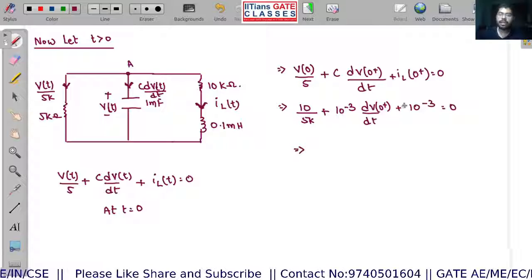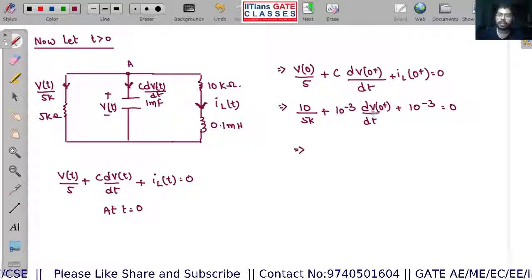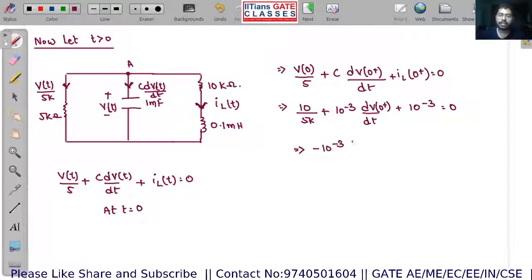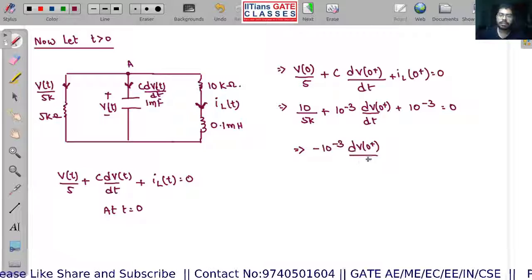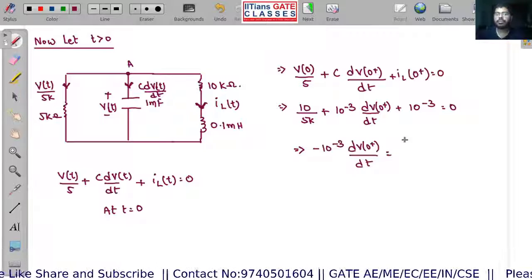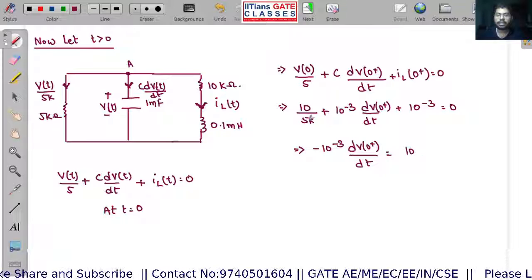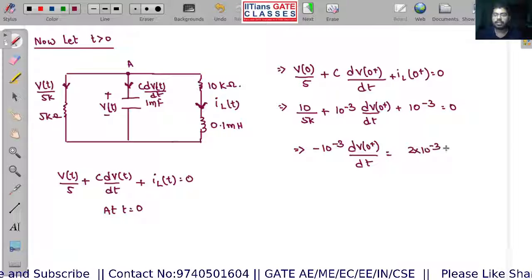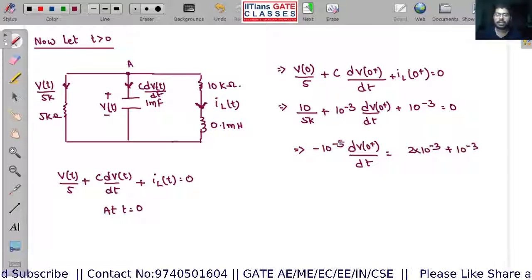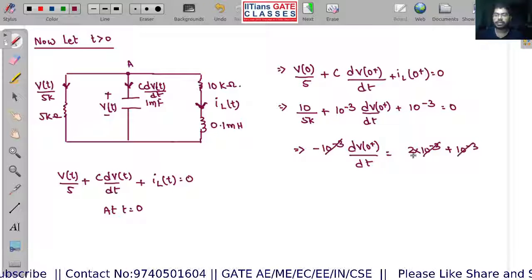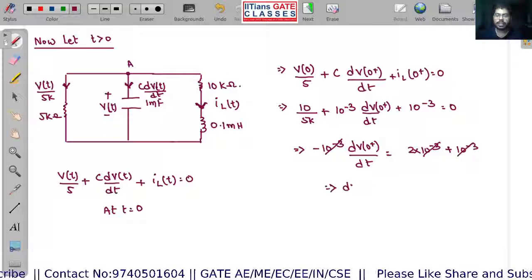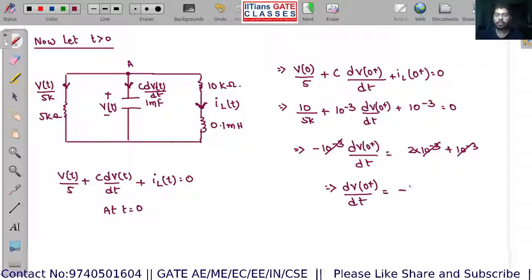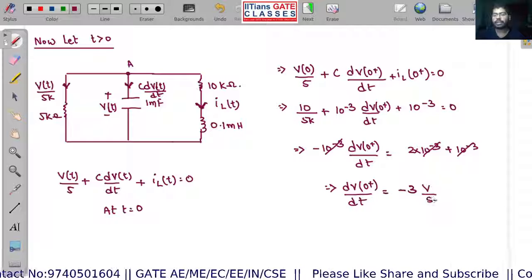Now let me take this value here. So this will be minus 10 to the power minus 3 dV of 0 plus by dt is equal to, so this is 10 and this is 5 kilo ohm, so this will basically be 2 into 10 to the power minus 3 plus 10 to the power minus 3. So this 10 to the power minus 3 gets cancelled. So this is 3 here. So basically dV of 0 plus by dt is equal to minus 3 volt per second.